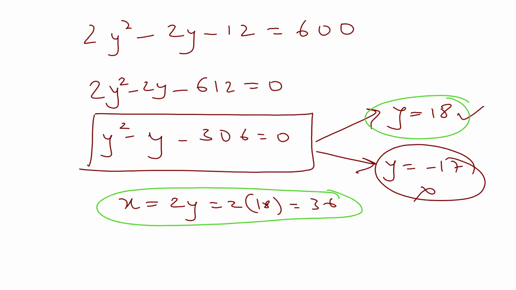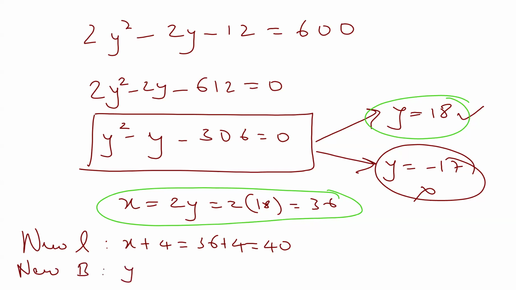But x and y are not the final answer. They are asking you to find the dimensions of the new rectangle. So new length is x plus 4, 36 plus 4, which is equal to 40, and new breadth y minus 3, 18 minus 3, which is equal to 15. You should write the units in the final answer. Otherwise, they have every right to cut your marks.